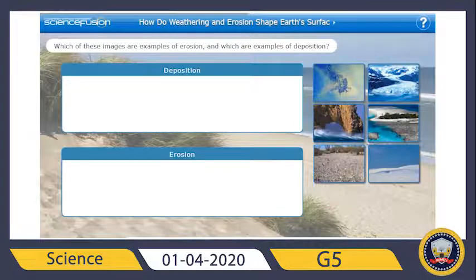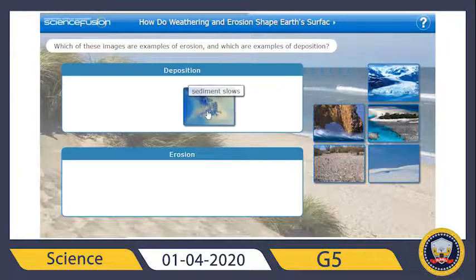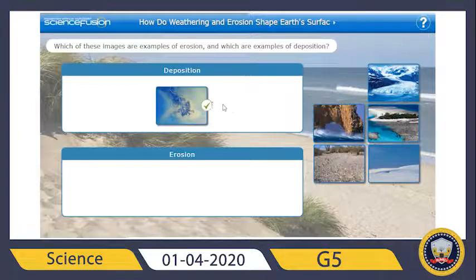So in another question here, it is asking us to place these images according to whether they are deposition or erosion. If they are deposition, basically we should see some accumulation of sand or some accumulation of soil. So let's see, sediment slowing down in the river, at the end of the river, is an example of deposition, basically.